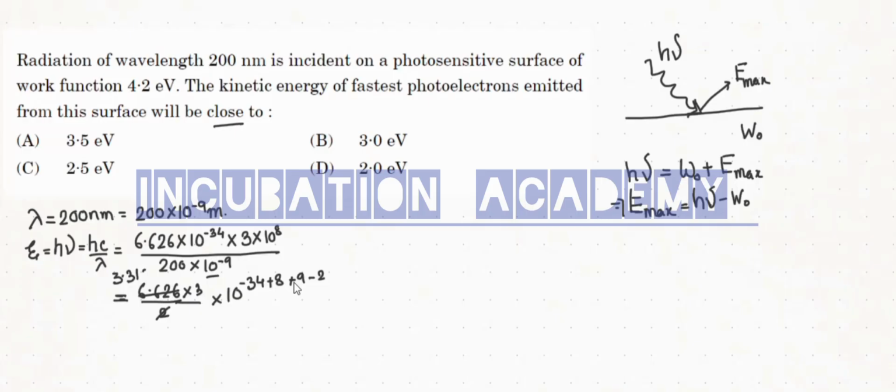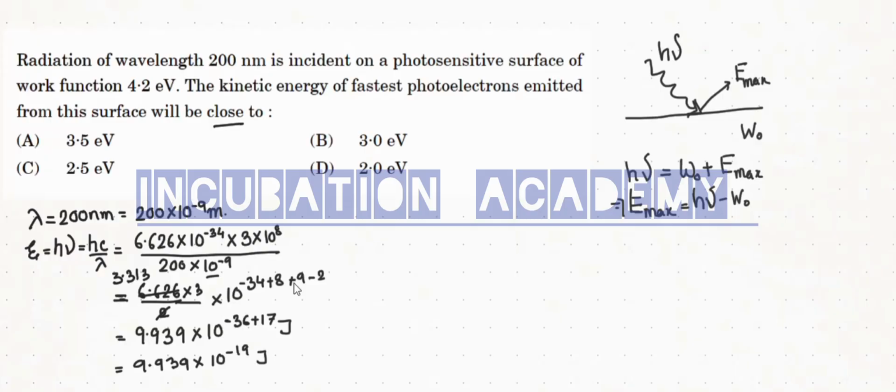If I just divide it, it simply becomes 3.313, and if we multiply by 3 this is 9.939, and it is 10 to the power minus 34 minus 36 plus 17. So obviously it is in joule, and this becomes 9.939 multiplied by 10 to the power minus 19 joule.